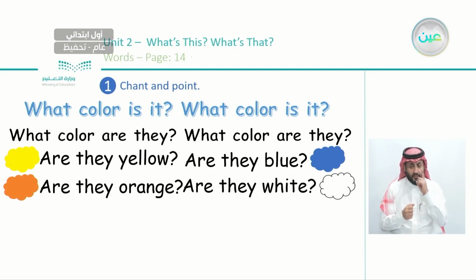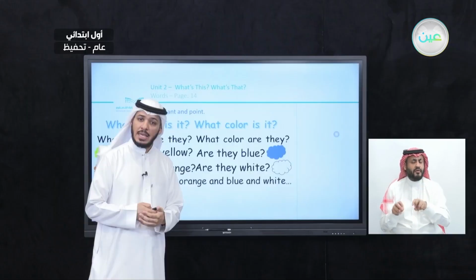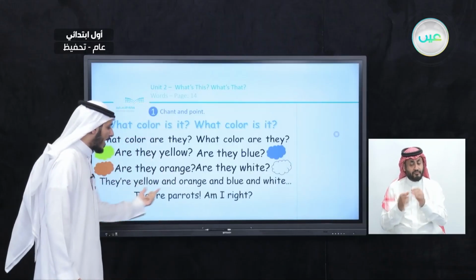So, are they yellow? Are they blue? Are they orange? Are they white? They are yellow and orange and blue and white. Okay, so again. What do you think? What is this animal? Yes, excellent. So they are parrots.